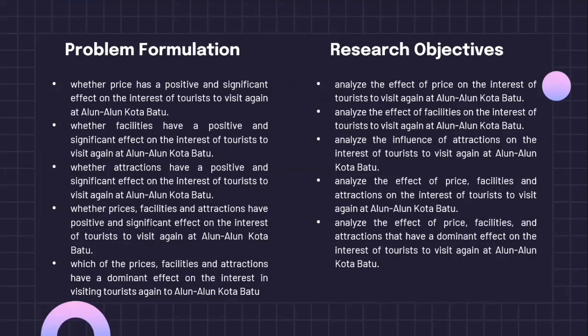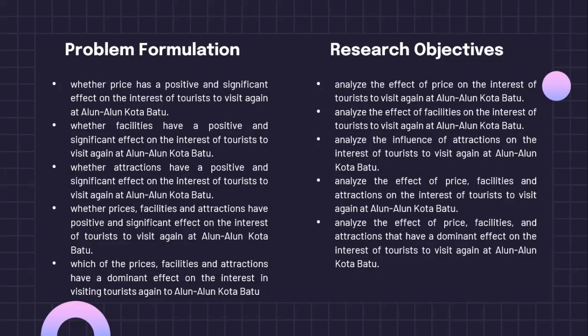Problem formulation and research objectives. Problem formulation: first, whether price has a positive and significant effect on interest of tourists to visit again at alun-alun Kota Batu. The second is whether facilities have a positive and significant effect on interest of tourists to visit again at alun-alun Kota Batu. The third is whether attractions have a positive and significant effect on the interest of tourists to visit again at alun-alun Kota Batu. The fourth is whether prices, facilities, and attractions have a positive and significant effect on the interest of tourists to visit again at alun-alun Kota Batu.